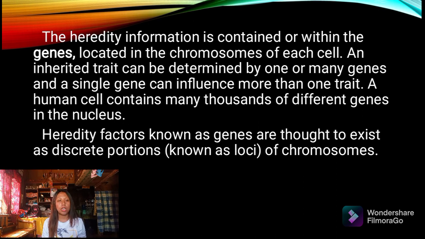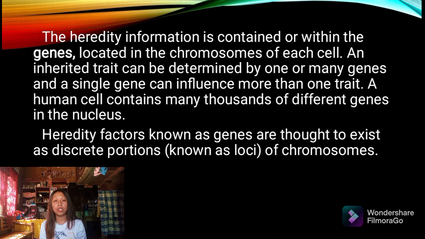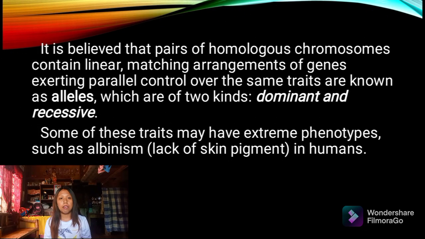Heredity factors known as genes are thought to exist as discrete portions of chromosomes. The term discrete refers to the concept that genes are always located at the same point on a chromosome. It is believed that pairs of homologous chromosomes contain linear, matching arrangements of genes exerting parallel control over the same trait. These are known as alleles, which are of two kinds, the dominant and recessive.